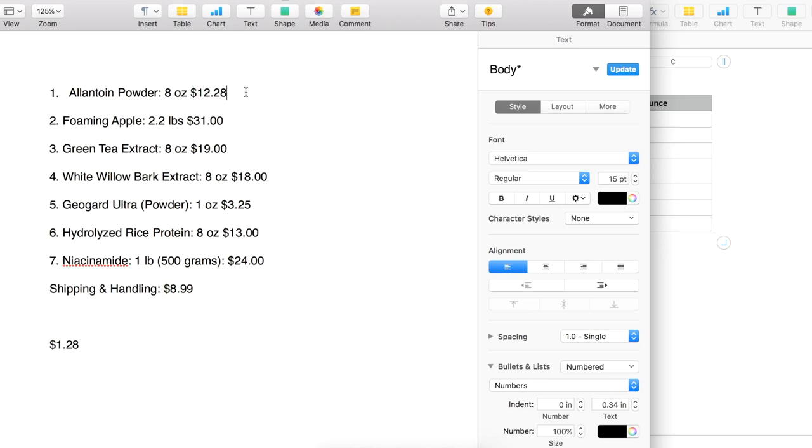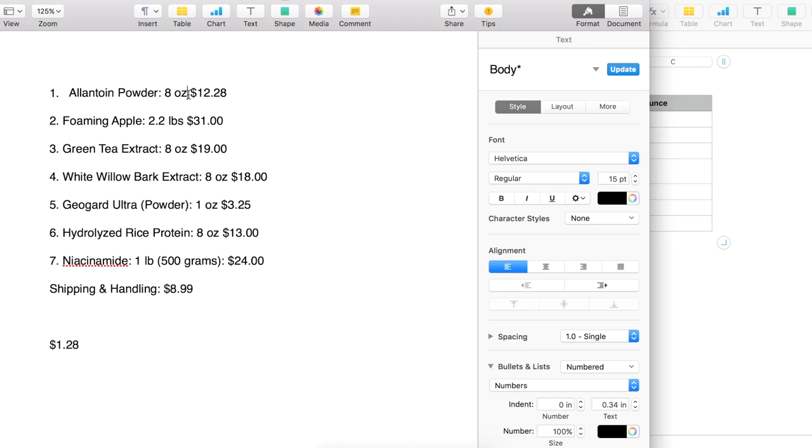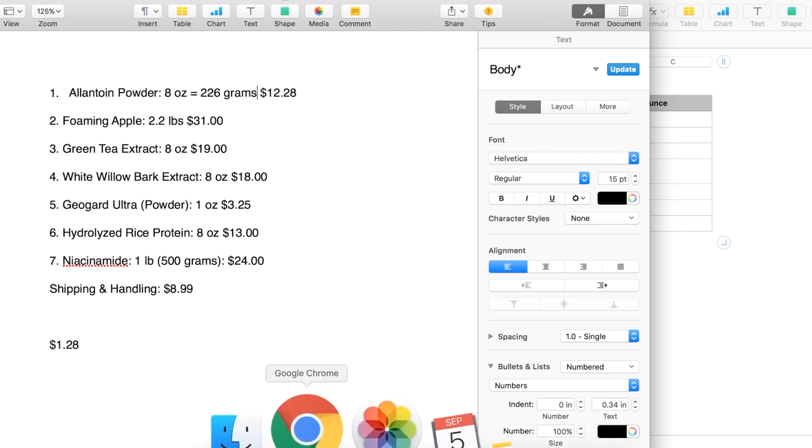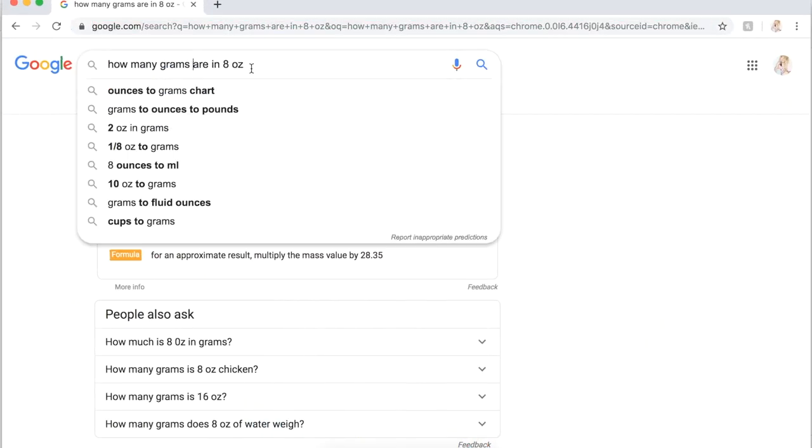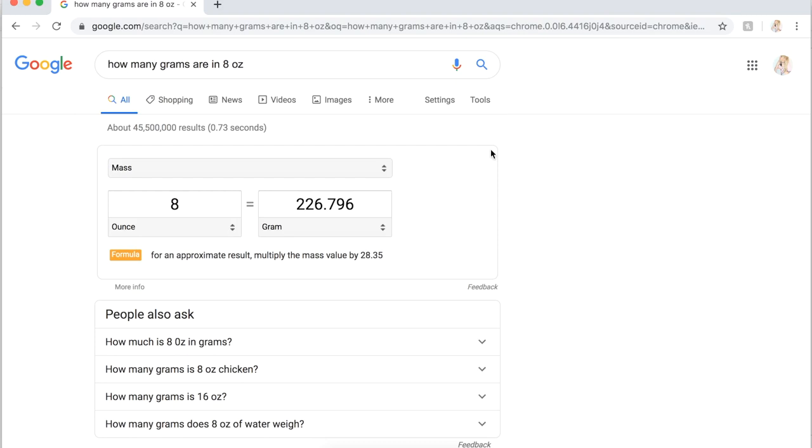The next thing we need to do is figure out how many grams are in 8 ounces, because for the most part, at least me, I always work in grams with my formulations. So I like knowing how much my ingredient costs in grams rather than ounces. 8 ounces equals 226 grams. And I figured this out literally just by Googling how many grams are in 8 ounces, because I don't want to do math where I don't have to, so I literally just Google it. And it's technically 226.79, but I'm gonna round down.